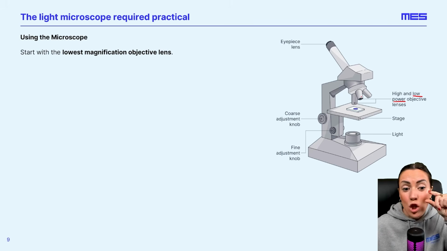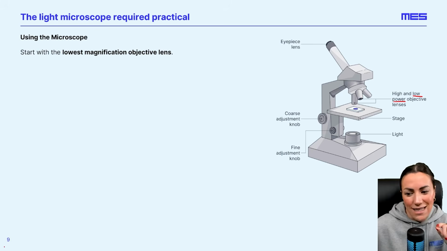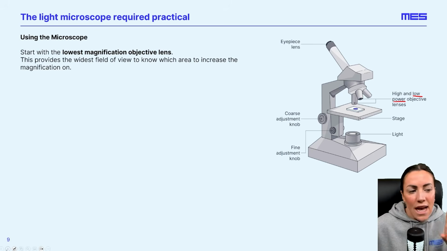It will probably be the shortest objective lens. That objective lens has the lowest magnification. And we use the lowest power objective lens first, so we get a nice wide field of view, and then we can decide which specific area we want to magnify even further.